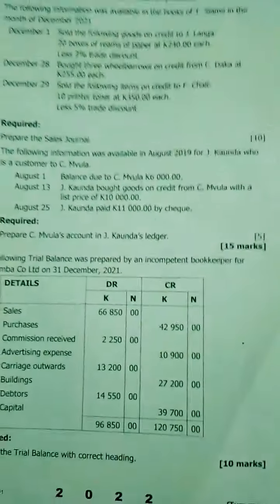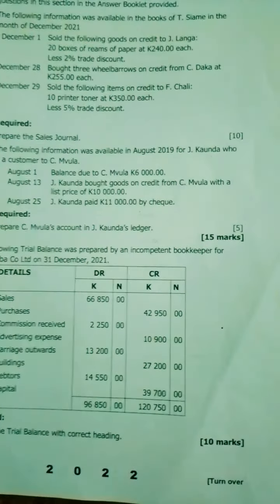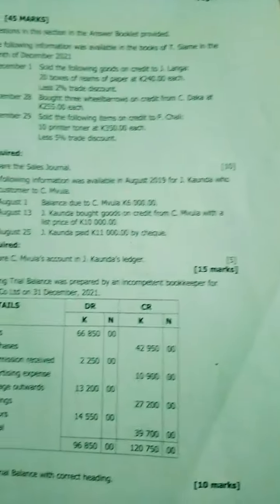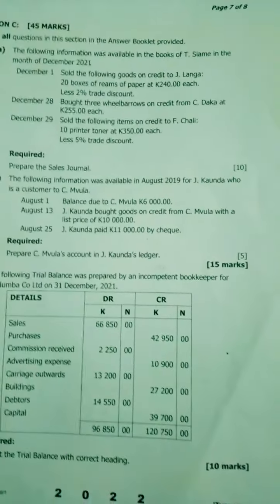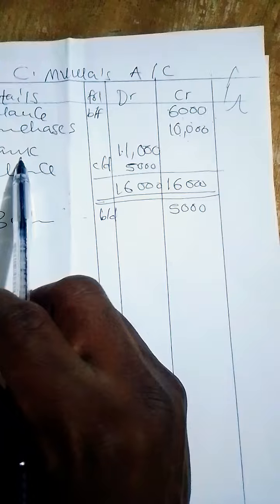Then on the 25th, there is a payment that was made to our supplier, which is 11,000. So when J Kaunda pays 11,000, it means his amount owing to Simvula reduces. Now, how do you subtract this amount? You make an opposite entry of where the bill is. The bill is on the credit, therefore, to reduce the amount owing, you put a debit entry. Therefore, we debit. Since it was done by check, you put bank, then you debit 11,000.